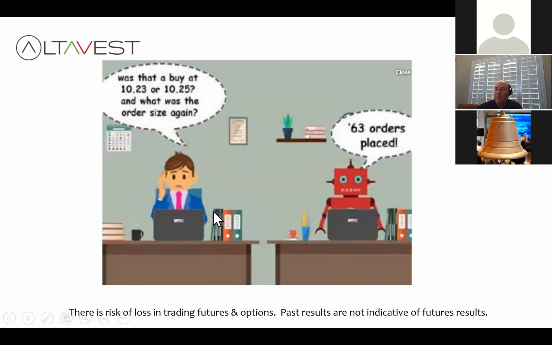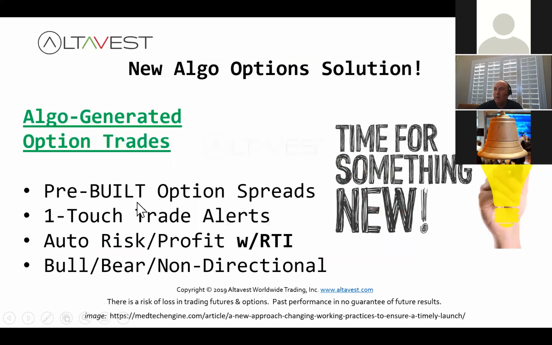You don't want to end up like this poor trader here, struggling with what to do. You need some automation help along the way. And that's what we're going to talk about with our algo-driven options solution. These are pre-built option spreads. We mentioned our one-touch trade alerts, and we use automated risk and profit controls with what we call the RTI. That's our proprietary indicator. And of course, we can apply this in different market conditions.